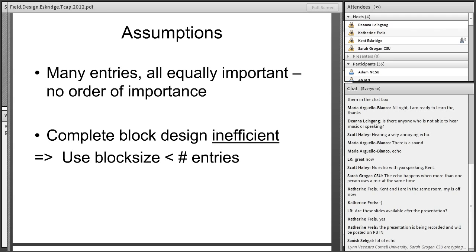And assuming that all the entries are equally important. We don't have any that are more important than others. Okay, so we want to be fair to comparing all the different entries.